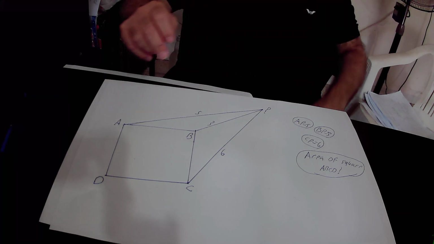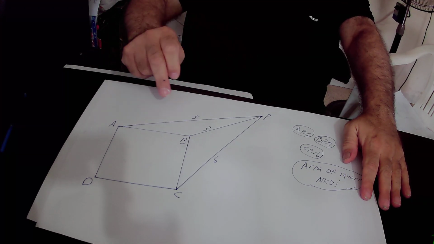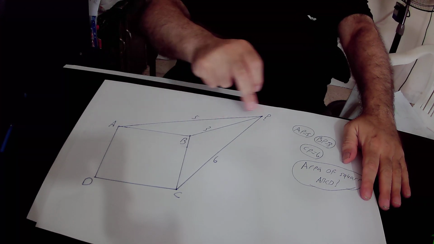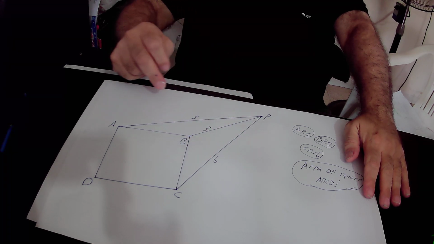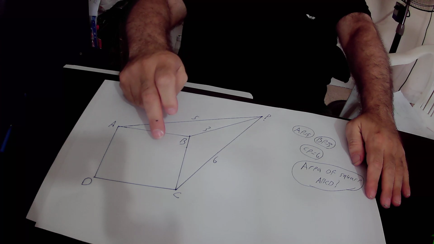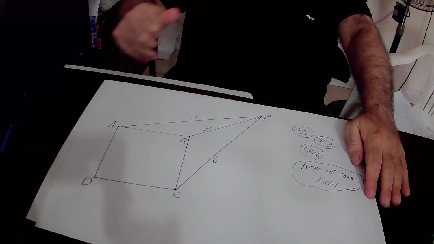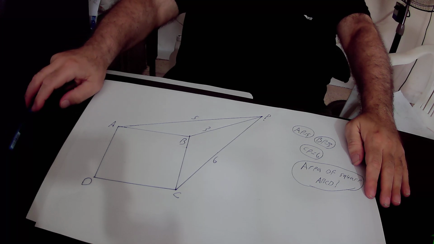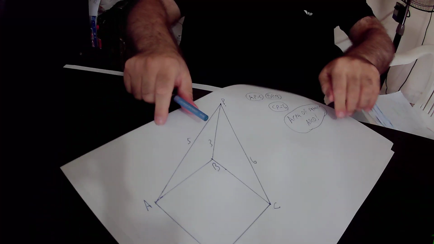In the drawing, we have square ABCD. Side AP equals 5 units, side BP equals 3 units, and side PC equals 6 units. And our mission is to find out the area of this square ABCD. So we start with a construction. We'll extend side DC of the square by a straight line.